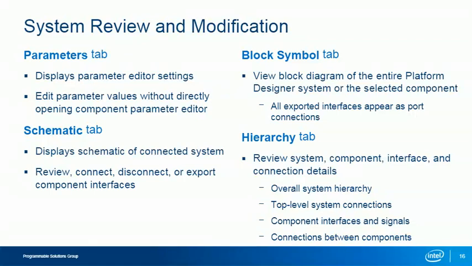We've already mentioned the Parameters tab. On the Parameters tab, you can review and edit the parameter values and options selected when a component was added to the system, just like in the Components Parameter Editor. Just select a component in any of the other tabs and go to the Parameters tab. If you need to modify any parameters, you can do it directly in the Parameters tab without reopening the Parameter Editor.